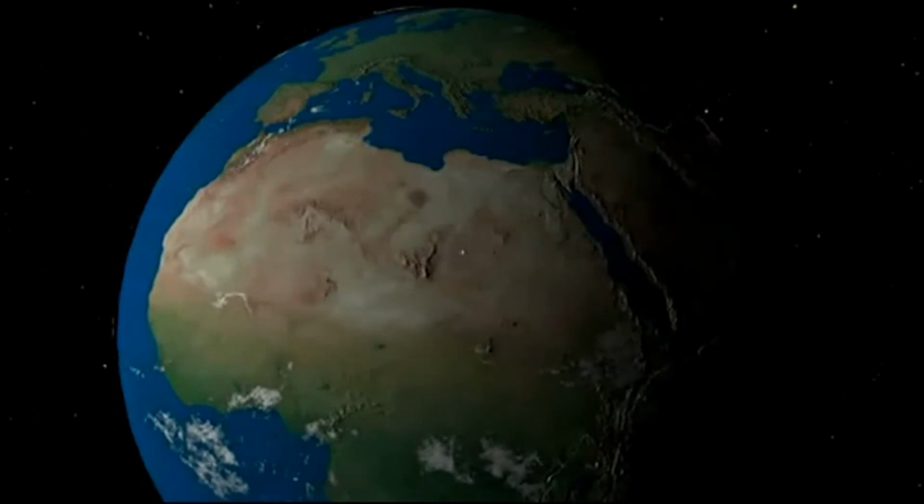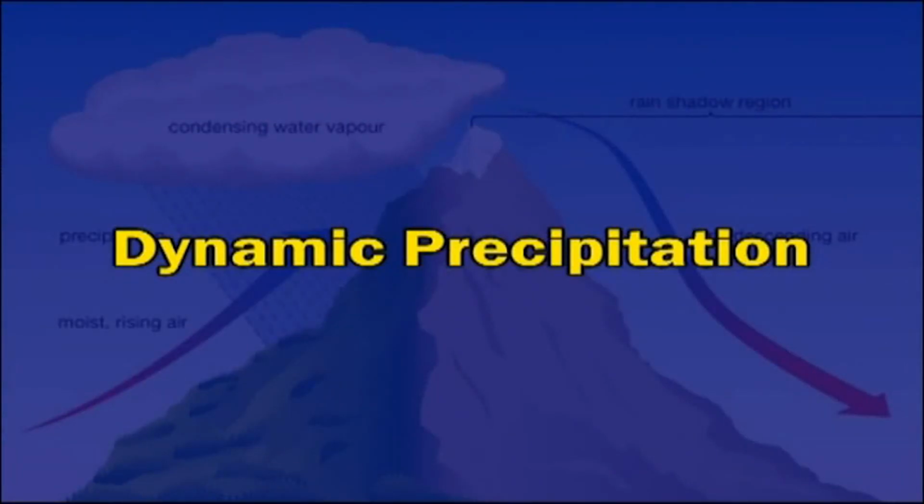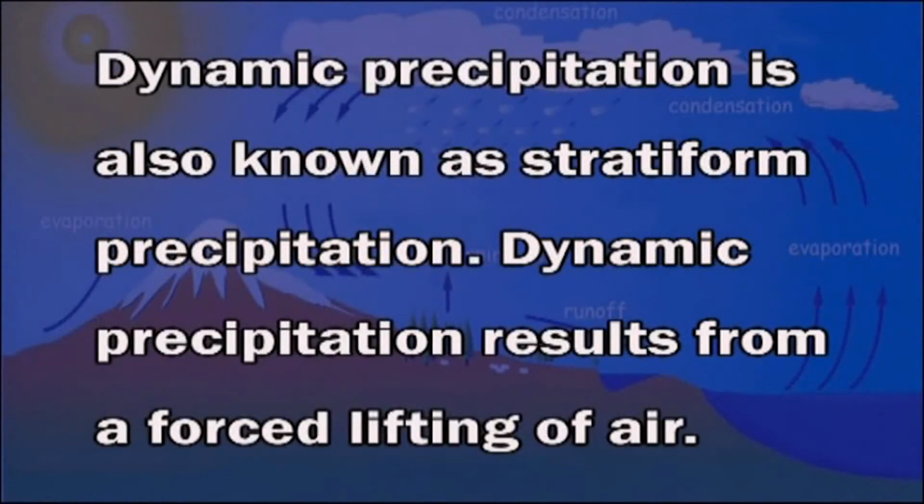Dynamic precipitation. Dynamic precipitation is also known as stratiform precipitation. Dynamic precipitation results from a forced lifting of air. These forcing mechanisms include processes that cause low level convergence and upper level divergence.